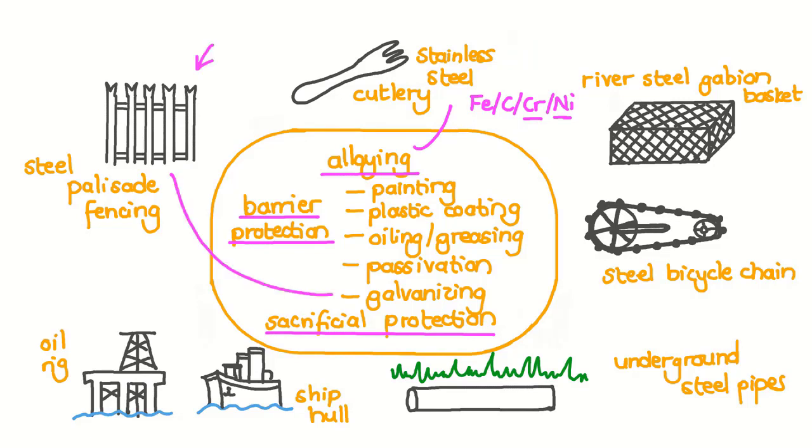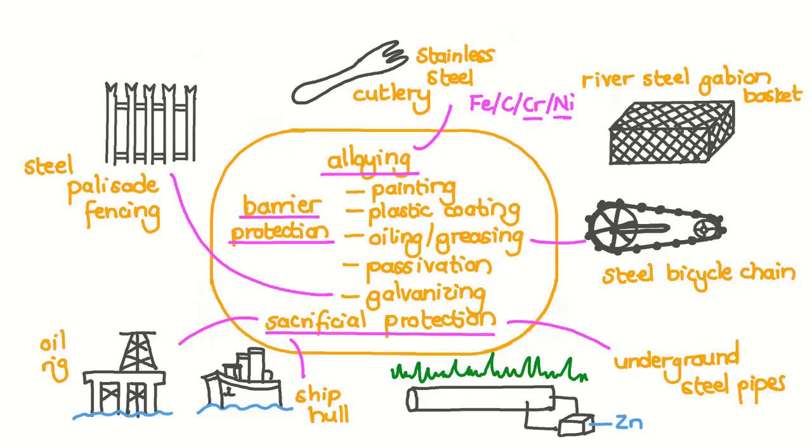Steel palisade fencing and steel ladders are often galvanized to prolong their lifespan. We saw that oil rigs and ship hulls are often protected from corrosion using blocks of zinc, and this is called sacrificial protection. Underground steel pipes come into contact with moisture in the ground. They are prevented from rusting by sacrificial protection, either by attachment to zinc blocks or another metal that is more reactive than iron. The barrier method of protection is most suitable for protecting steel bicycle chains from corroding.